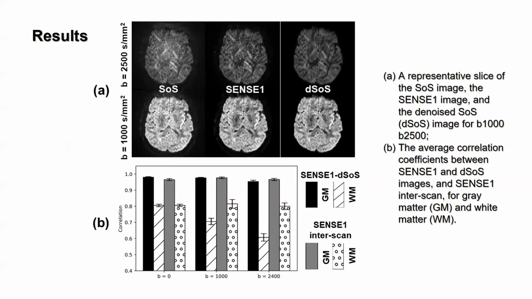And here are the results of 1 representative slice of the sum of squares image, the SENSE1 image, and the denoised image for b value of 1,000 and 2,500. The denoised image is very similar to the SENSE1 image. And the average correlation coefficients between SENSE1 and the denoised SoS image are much higher than the SENSE1 interscan correlations. The SENSE1 interscan correlation is around 0.8, but the correlation between SENSE1 and the denoised sum of squares images is about 0.95.